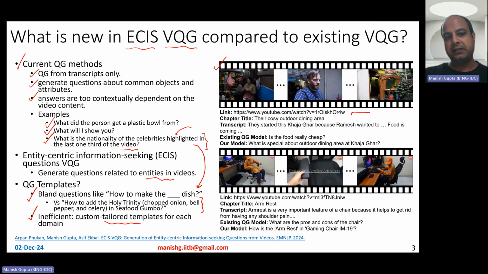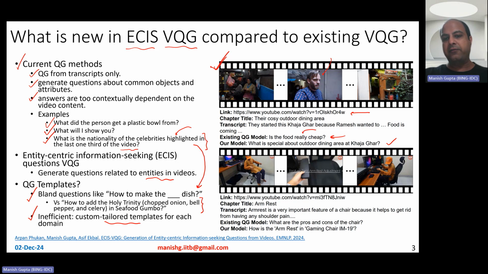The interesting part is that I'll show you what the current models generate and what we want to generate. The current models generate a question like this: is the food really cheap? This video is about some tourist going to some places and testing food here and there. But our model generates a very interesting question: what is special about the outdoor dining area at Khajagar? Now, this question is standalone, good by itself. And we can then link it to this video and say, oh, this video also answers it. But there could be other videos, other web pages which could answer it as well. But if you look at this, is the food really cheap? This is not a standalone question by itself. There's no entity-centric behavior here.